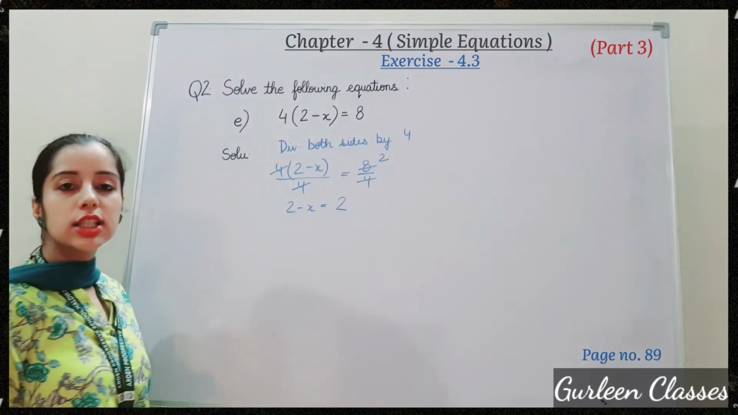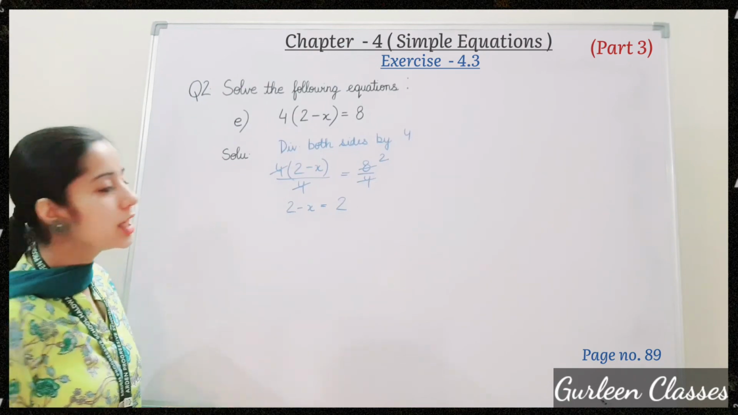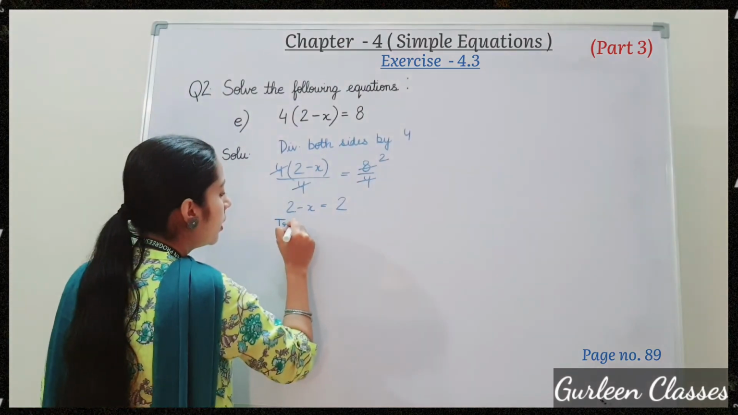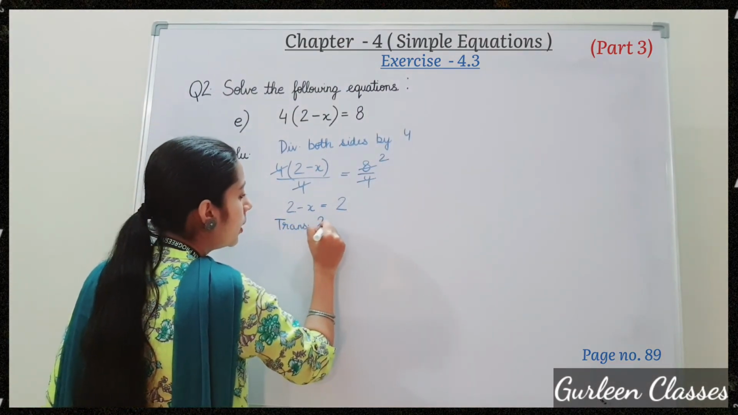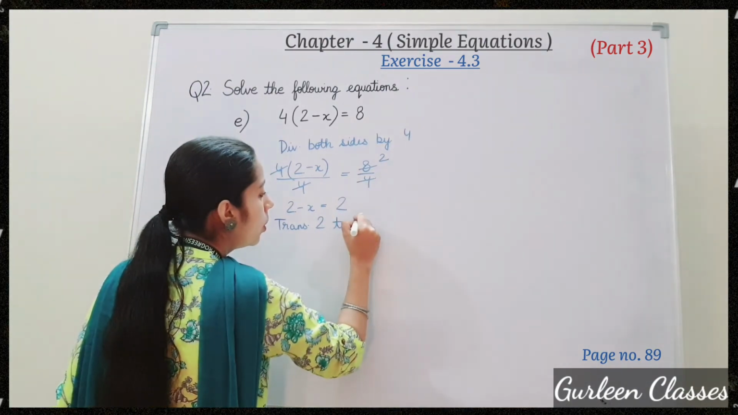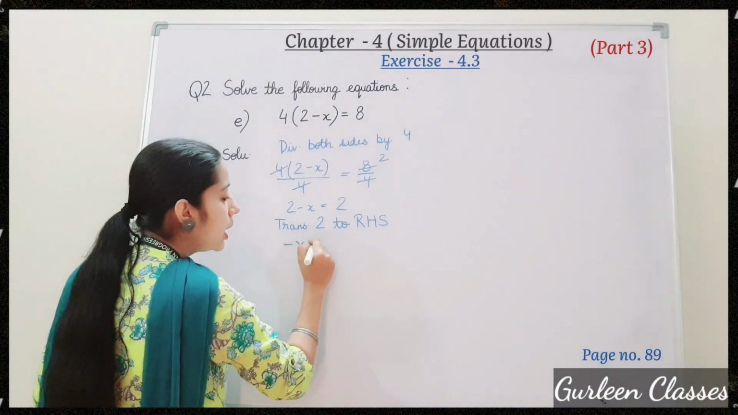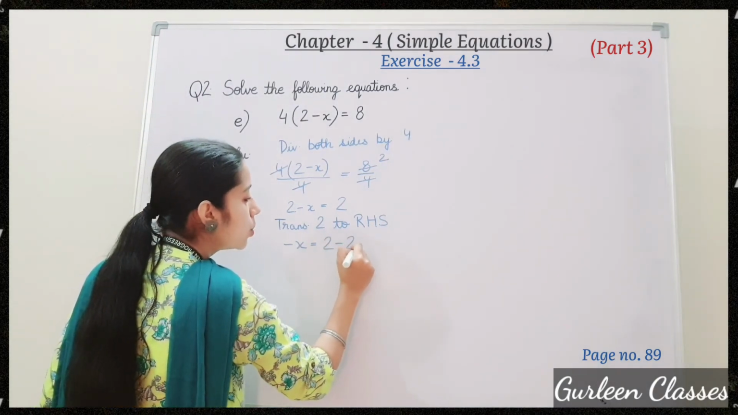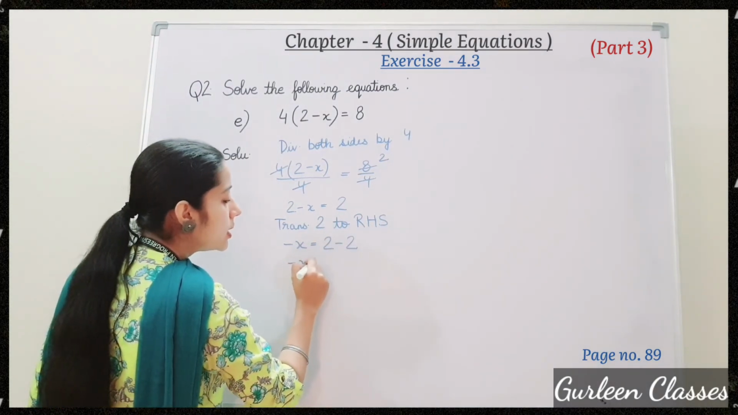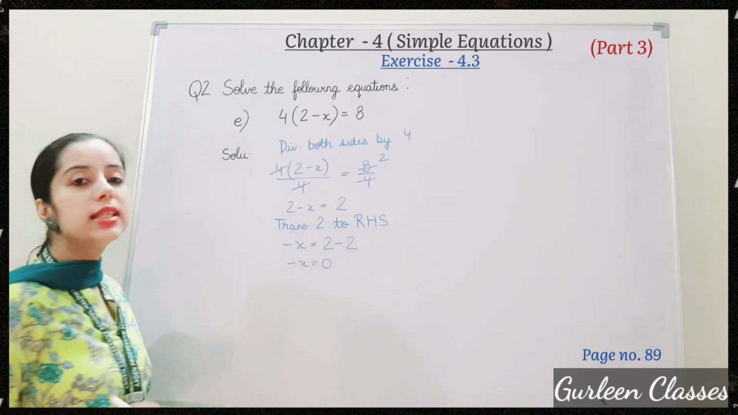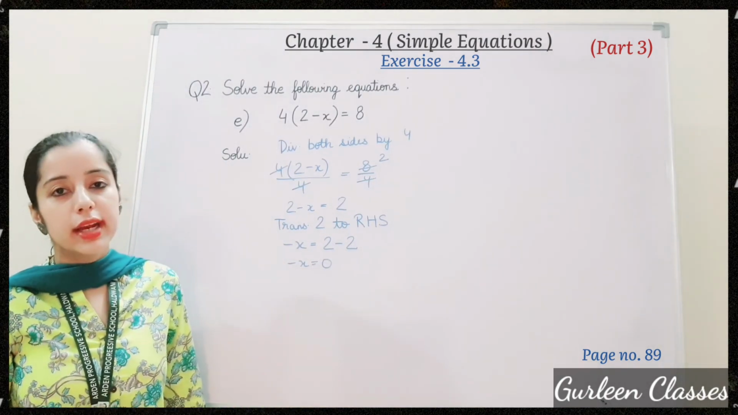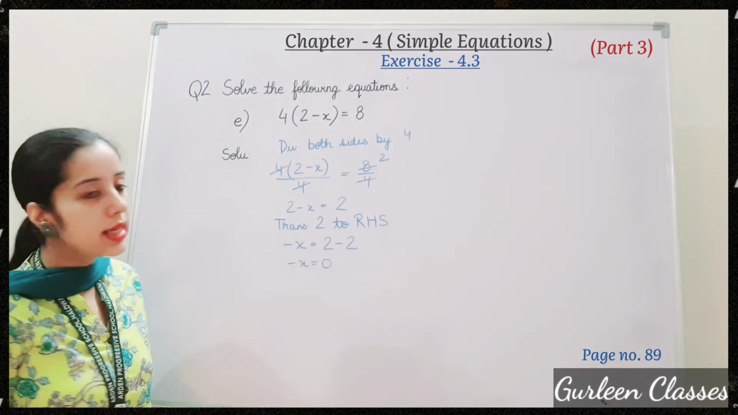So now we will transpose 2 to RHS. So right here, transpose 2 to RHS. So minus x is equal to 2 minus 2. 2 minus 2 is 0. As we know that 0 is neither positive nor negative. So the value of x is 0.